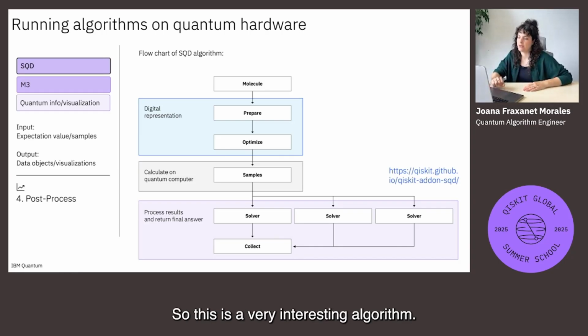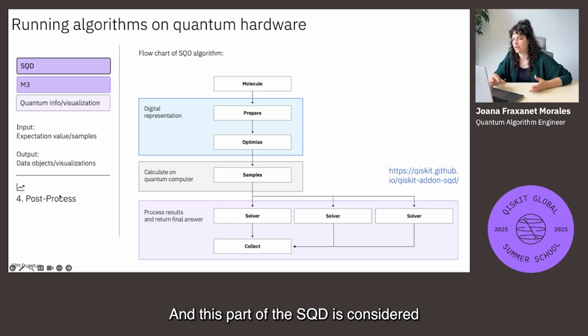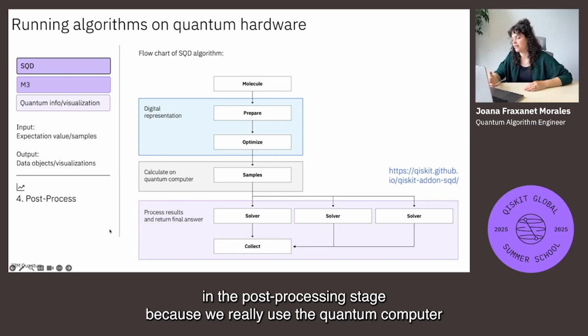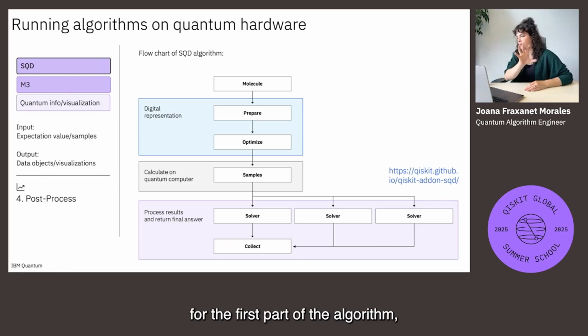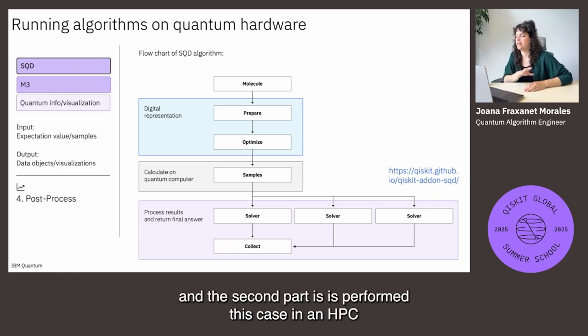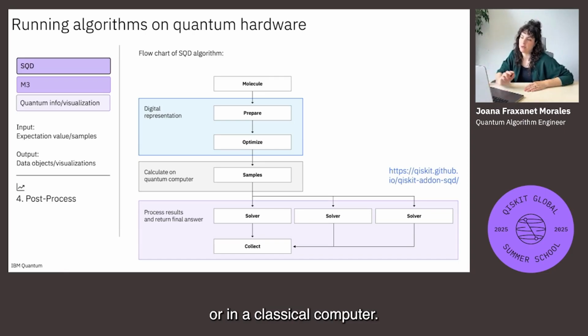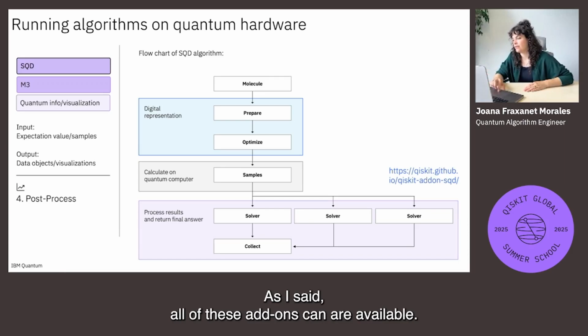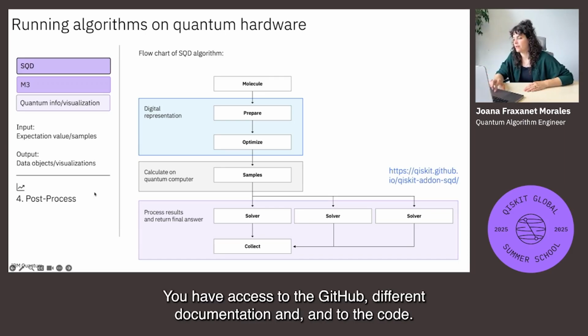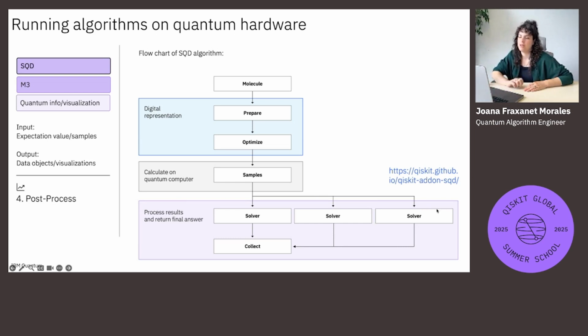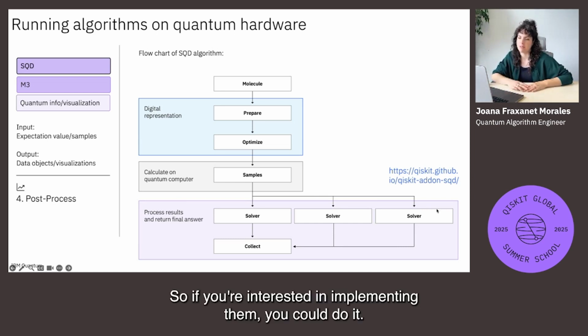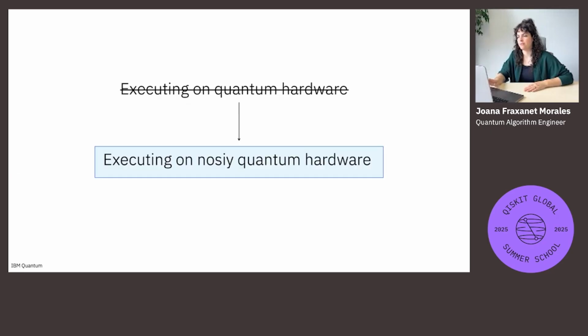So this is a very interesting algorithm, and this part of the SQD is considered in the post-processing stage because we really use the quantum computer for the first part of the algorithm, and the second part is performed, in this case, on an HPC or in a classical computer. As I said, all of these add-ons are available. You have access to the GitHub, different documentation, and to the code. So if you're interested in implementing them, you could do it.